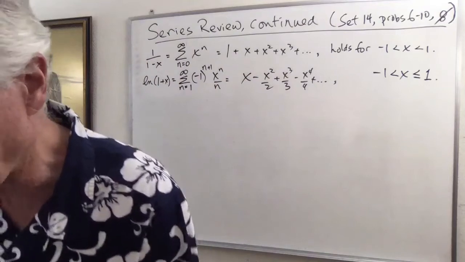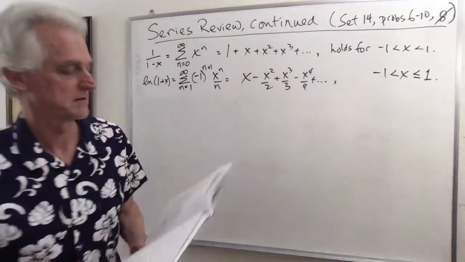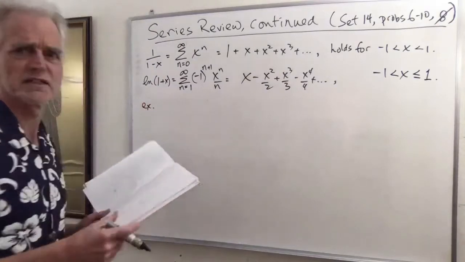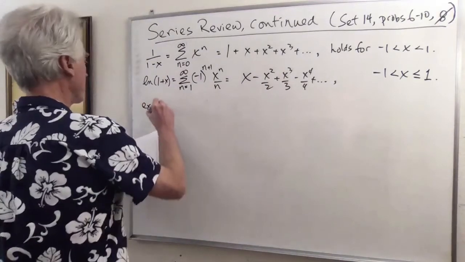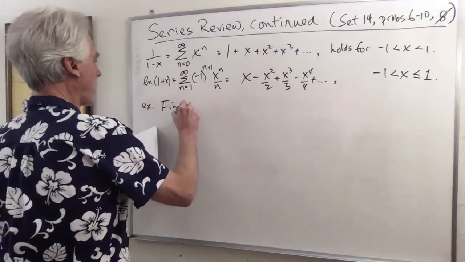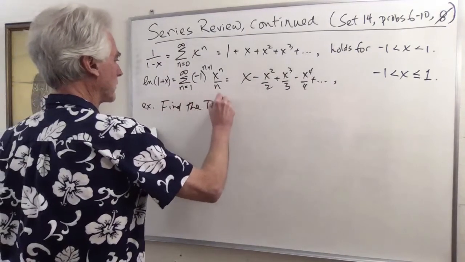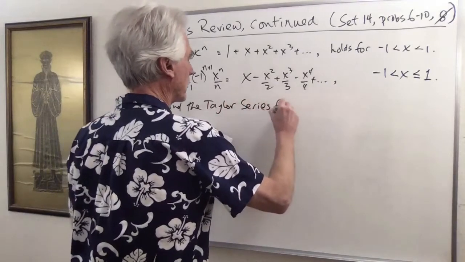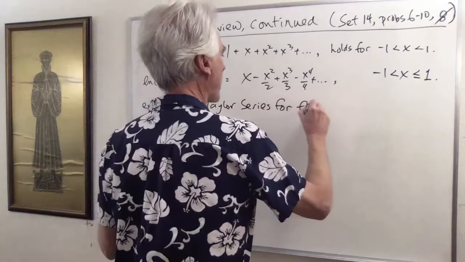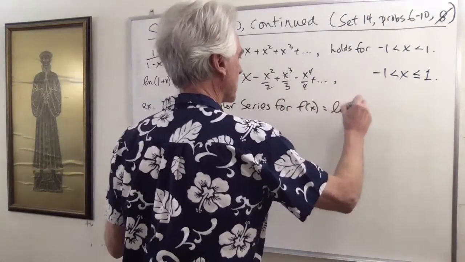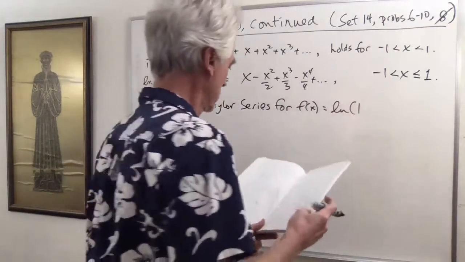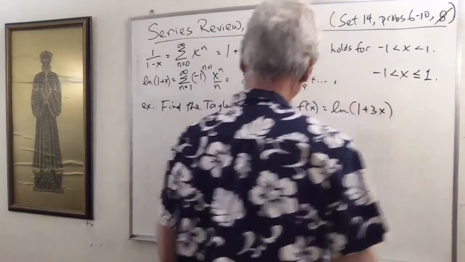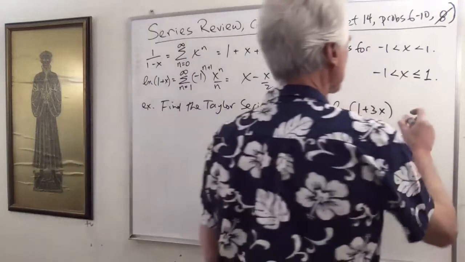Where is it? Yeah, it says find the Taylor series. I think it's problem 6. Find the Taylor series for f of x equals natural log of 1 plus 3x about x equals 0.